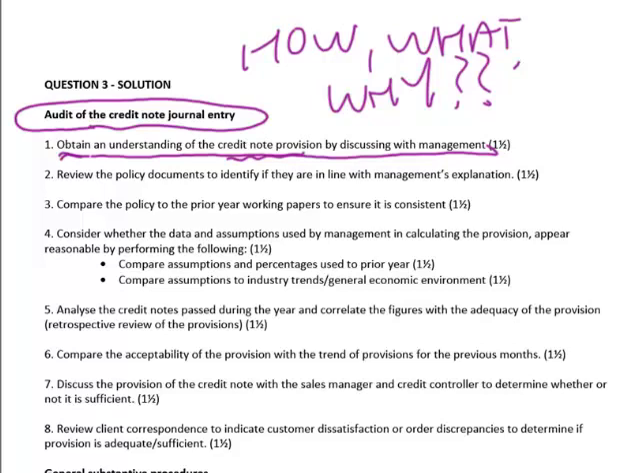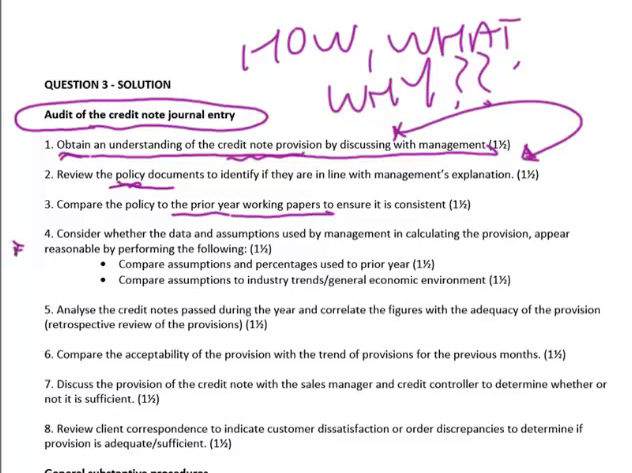Number two, we could review the policy documents. So this is the provision policy, right? Review those policy documents to identify if they are in line with management's explanation. So remember, we don't audit by discussion. Here we discussed. Secondly, we went to go and have a look at the documents. Do they speak to each other? Is what management's saying correct? Number three, compare the policy to the prior year working papers to ensure that it is consistent. So we want to make sure that management isn't deciding one year to do 3%, the next year 2%. It needs to be a consistent policy.